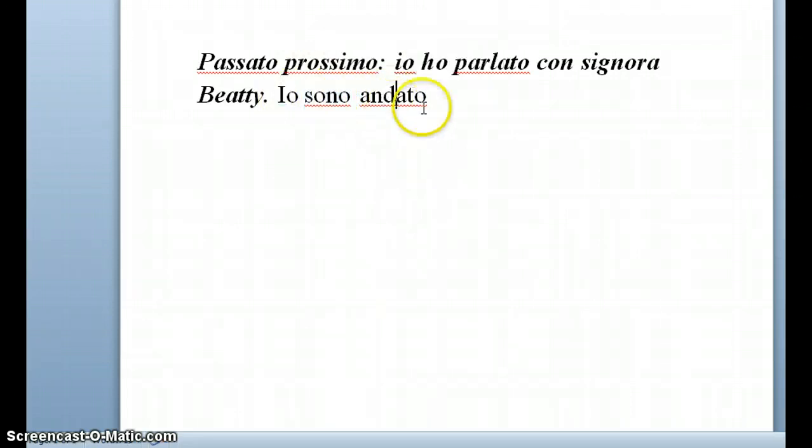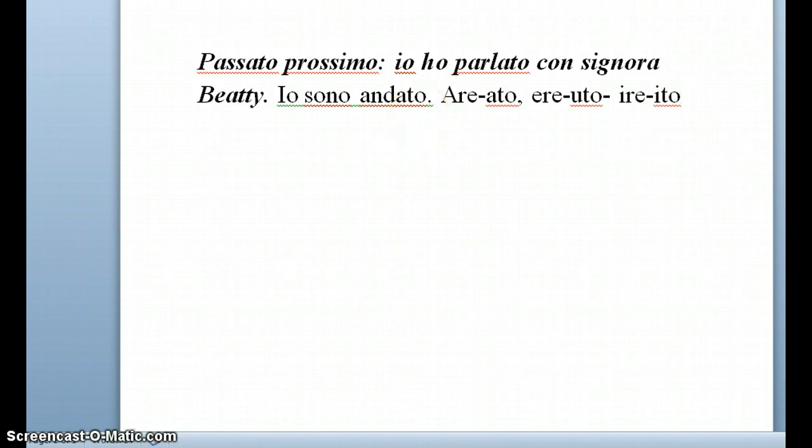Io sono andato. And I change andare to andato, which means are goes to ato. Ere goes to uto. And ire goes to ito. So, when I use this and that, this is just simple translation. Io ho parlato. Io ho mangiato. It's simple. And then you get to ere, and then you just change it to uto, and ire is ito, like ho finito, I finished.